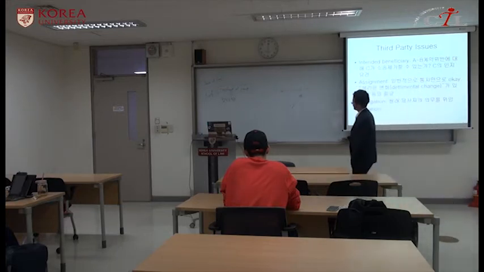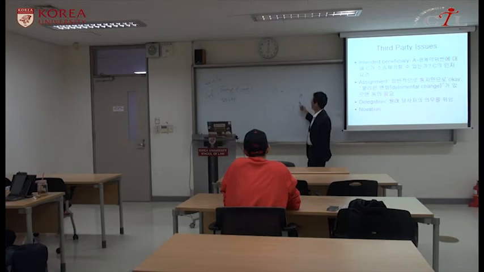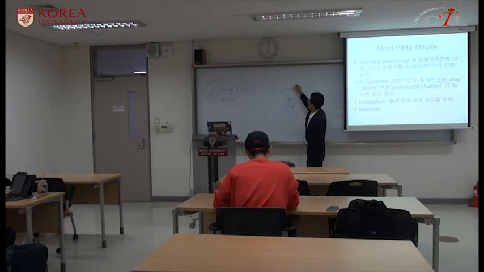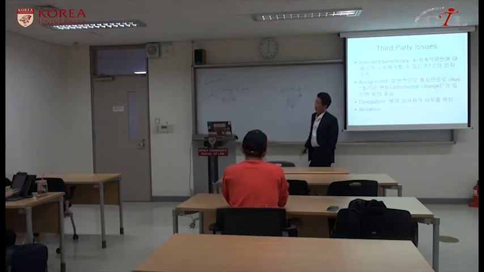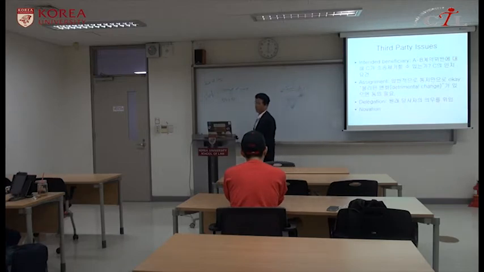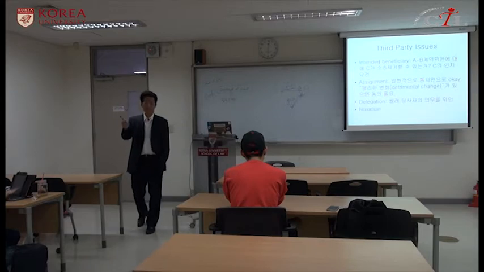So if A and B enter into a contract that says B agrees to deliver $10,000 to C, right? So A is supposed to deliver some goods, and B is supposed to pay, not A, but C. And let's say B doesn't deliver the money. C can sue B as an intended beneficiary. Same thing with the Korean law. Check it.